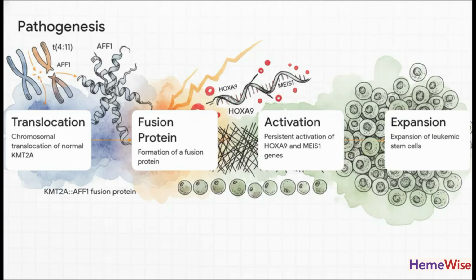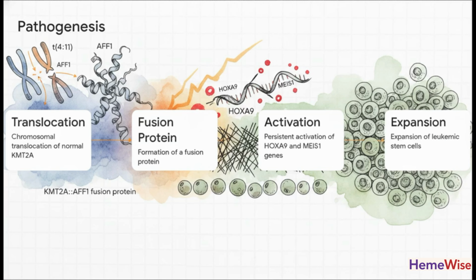So, let's trace exactly how this molecular pathogenesis unfolds. The whole thing goes off the rails starting with a chromosomal translocation. In infant ALL, we're usually talking about the t(4;11) translocation, which creates that classic KMT2A-AFF1 fusion protein. And this fusion acts as a massive dominant oncogenic event.